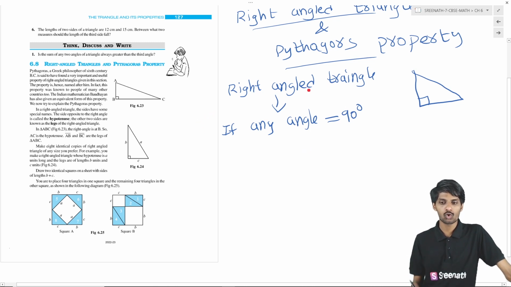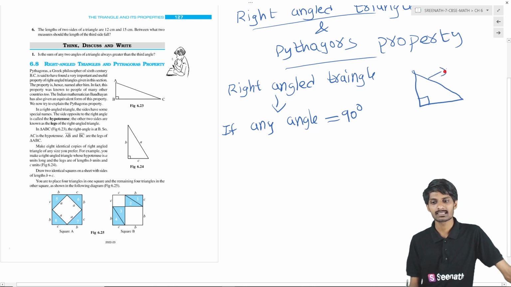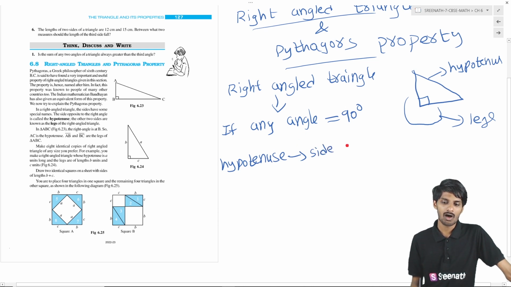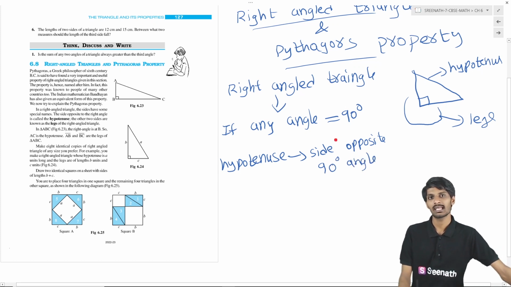Before we know this theorem, suppose it is a right angled triangle, in this right angle the sides have some names, students. The side which is opposite to the right angle is called the hypotenuse, and the remaining two sides are the legs. What is the hypotenuse, students? Hypotenuse is nothing but the side opposite to the 90 degrees angle, and the remaining sides are the legs, students.